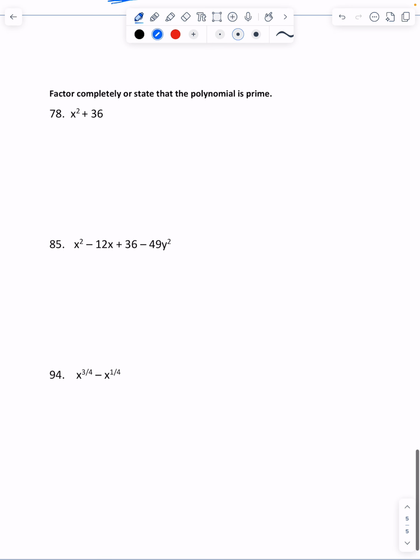This one does not have a GCF, but you can see that there are perfect squares. Our problem is it is a sum of squares, and we have to know that sum of squares are prime. So my answer to this problem is prime. You don't leave it blank. You must write prime.